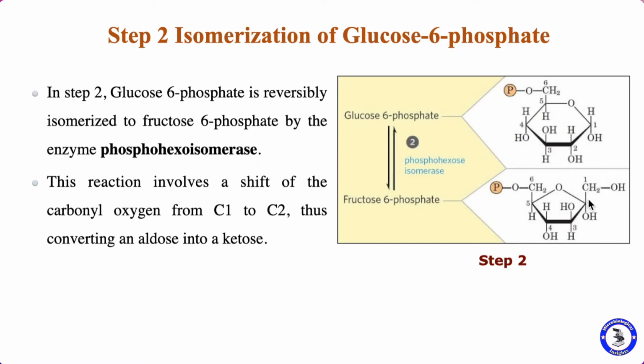The structure will be like this. CH2, one oxygen OH hydroxyl group and another hydroxyl group. So you can add these two hydrogens together, CH2OH here, OH here. The aldose molecule is converted to a ketose molecule. This reaction is carried out by the enzyme phosphohexose isomerase. And now the glucose-6-phosphate is converted to fructose-6-phosphate.